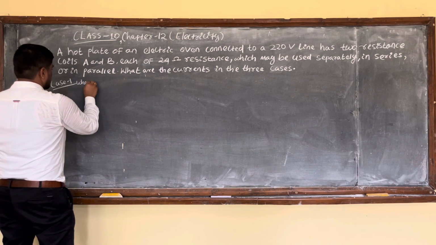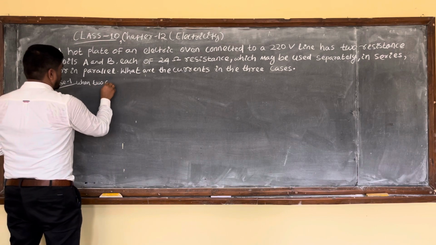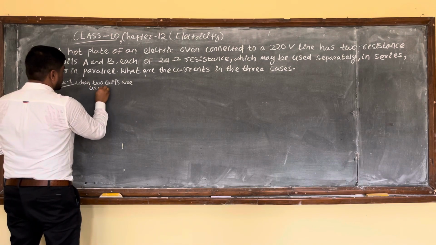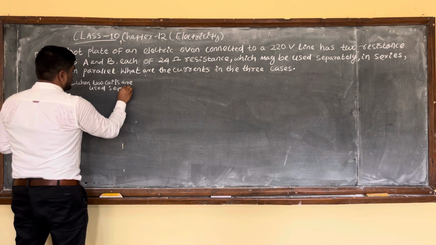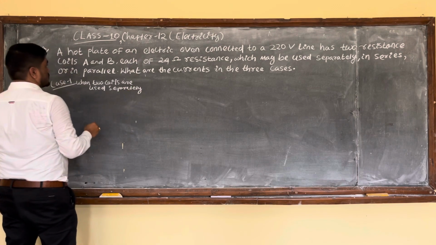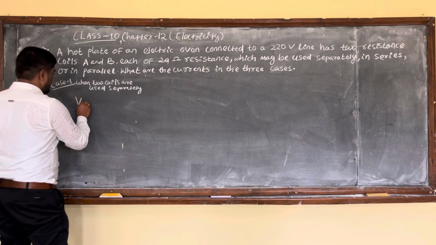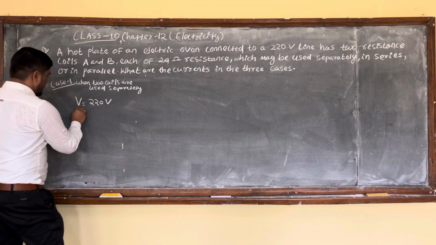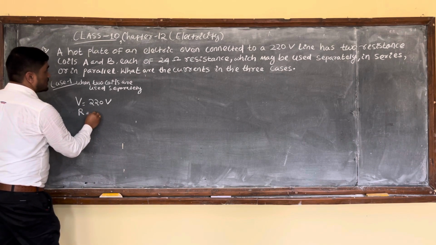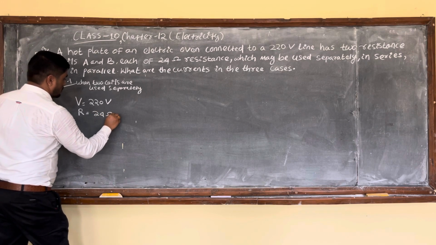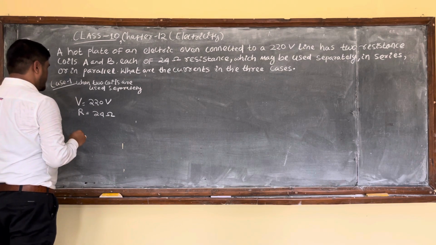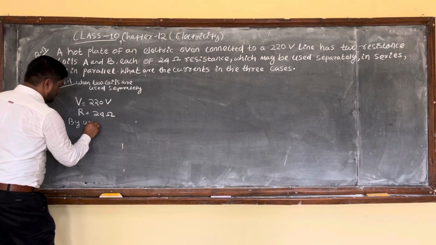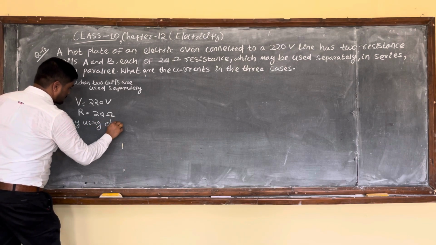When two coils are used separately. So given potential 220 volt, and resistance is given 24 ohm, and you have to find out the current for this case. So you have to use Ohm's law.